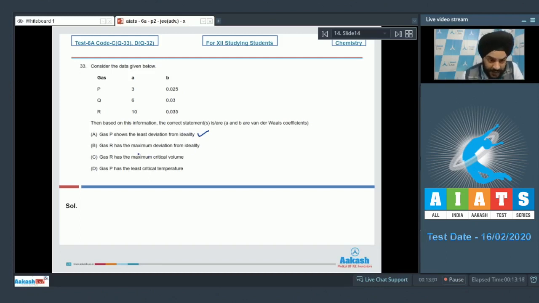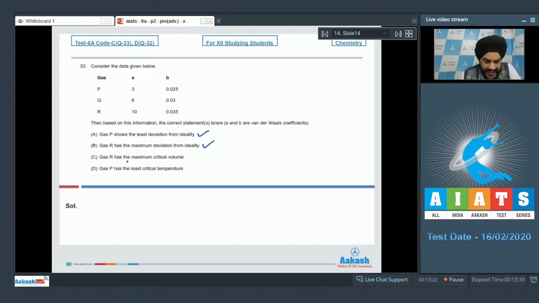If we talk about option B now, gas R has the maximum deviation from ideality. This is also a correct statement, students. The values of A and B are both the greatest for gas R among these three given gases, so it has to show the maximum deviation from ideality.